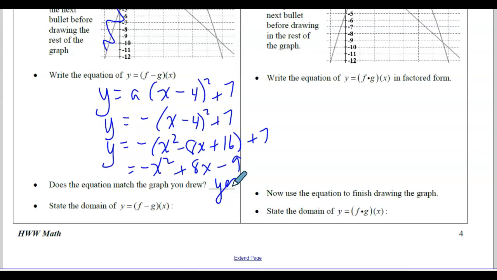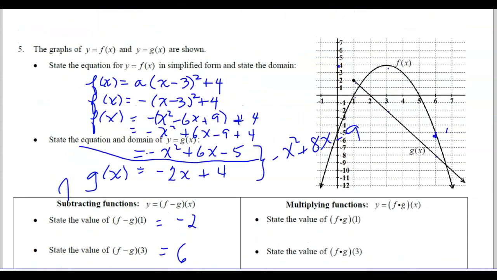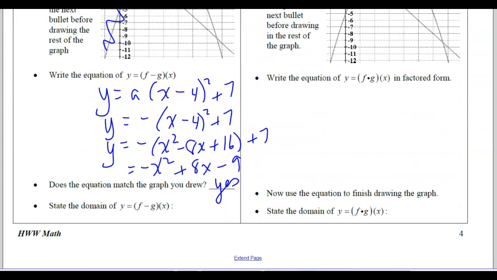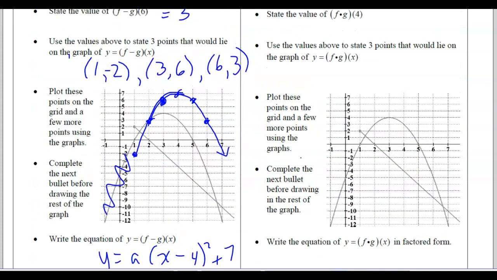And the domain, we have to look at our original domains, right? Oops, I guess I forgot to state the domain. So f of x here is all real numbers. G of x is x greater than or equal to 1. So where do they overlap? They overlap for these values. Okay, so that's going to be our domain of this one. So the domain is going to have to be x greater than or equal to 1. Even though it extends further, we have a dot there.